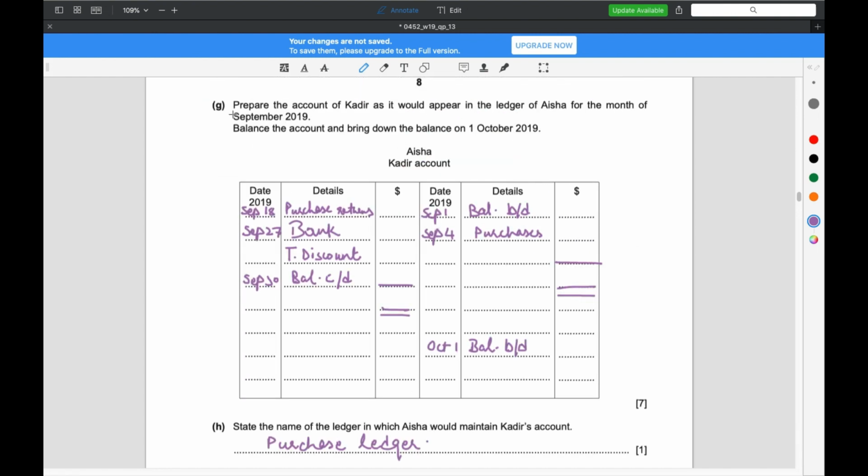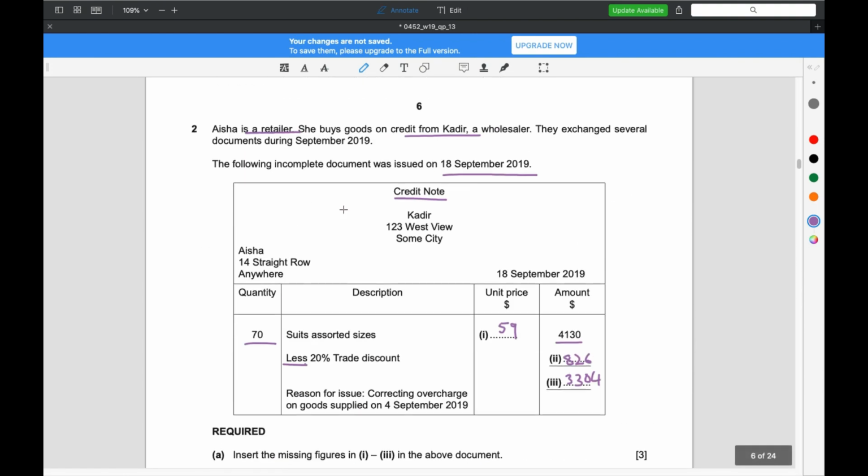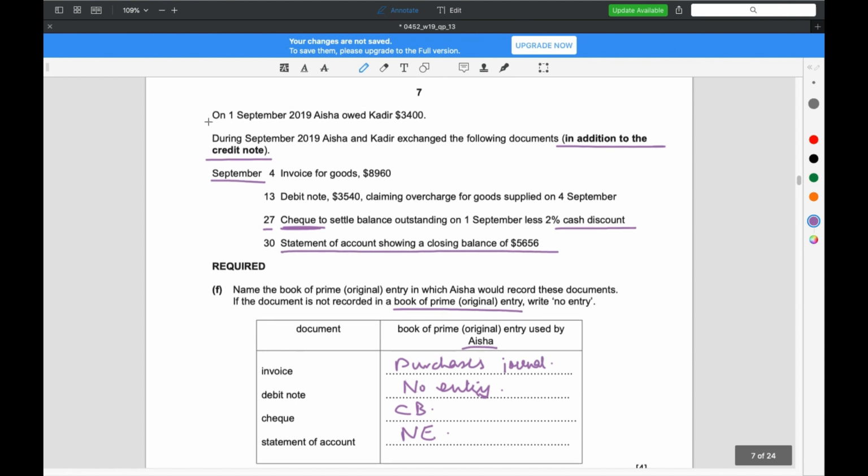Part G. He says, prepare the account of Kadir as it would appear in the ledger of Aisha for the month of September 2019. Balance the account and bring down the balance on 1st October 2019. So he's given you all the transactions up here, and you have to take note that you have to add the credit note, which is up here as well. So he's given you the brought down as well.